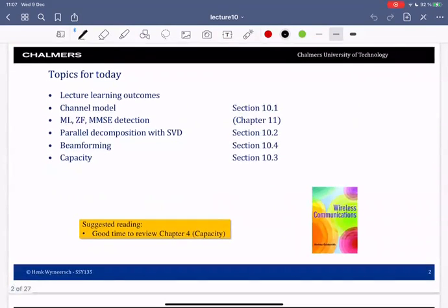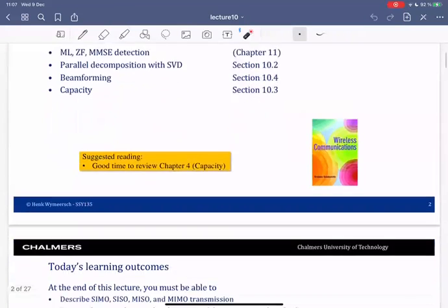The topics of today involve the MIMO channel model, different ways of doing detection for MIMO, the use of singular value decomposition for creating parallel channels, and then beamforming, and finally capacity. These are the sections that relate to the topics as they are found in the book, so I recommend that you go through them. And it's also maybe a good time to go through chapter 4 of the book dealing with channel capacity.